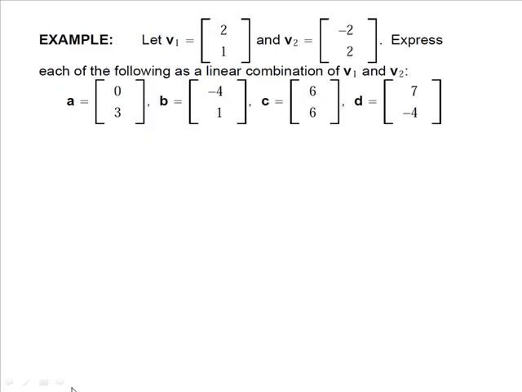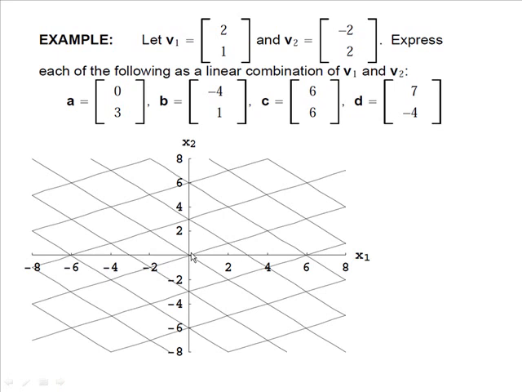Let's look at this example. We want to let v1 equal the vector 2, 1, and v2 be the vector -2, 2. We want to express each of the following vectors as a linear combination of v1 and v2. And then we're going to graph them. So first let's graph v1. It's at the point 2, 1. So here's v1. And then let's graph the point v2. We're over here at -2, 2. So this is v2.